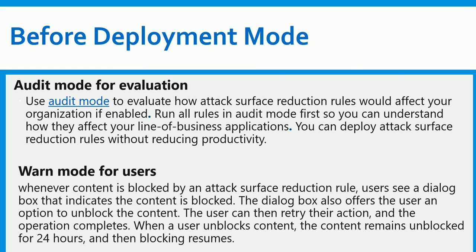When a user unblocks content, the content remains unblocked for the next 24 hours, and then again it will resume blocking. So warn mode basically provides additional access to the user, so the user can unblock that exe, but that will be in effect only for 24 hours, and then it will again block the file.